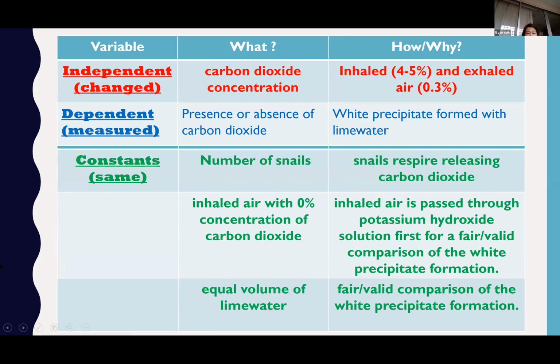To summarise, the independent variable is the carbon dioxide concentration. The inhaled air is 4 to 5% and the exhaled air is 0.3%. The dependent variable is whether carbon dioxide is present or absent. We check by the white precipitate formed with lime water. And finally, the constant variables are all of these.